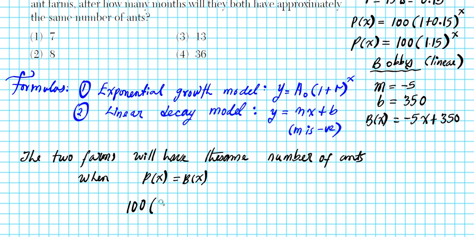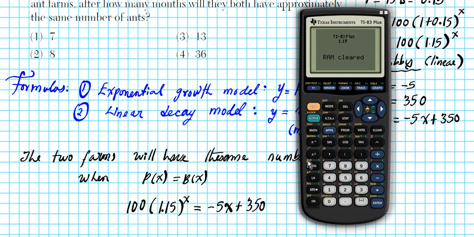100 times 1.15 raised to the x, set equal to Bobby's decay function, negative 5x plus 350. And then we'll see what the point of intersection is. So let's go ahead and graph both cases and see what the intersection point is. So go to our y window. Let's enter Pedro's first: 100 times 1.15 raised to the x power.